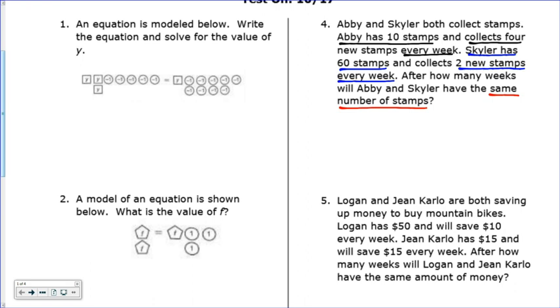So let's look at Abby first. Abby has 10 stamps, and she collects 4 more every week. So since it's every week, that tells you that you're going to be multiplying. So we're going to add to that 4 every week. Then we have Skylar, and Skylar has 60 stamps, and they collect 2 new stamps every week. So they're adding 2 each week. And since we're looking for the same, we're setting these equal to each other.